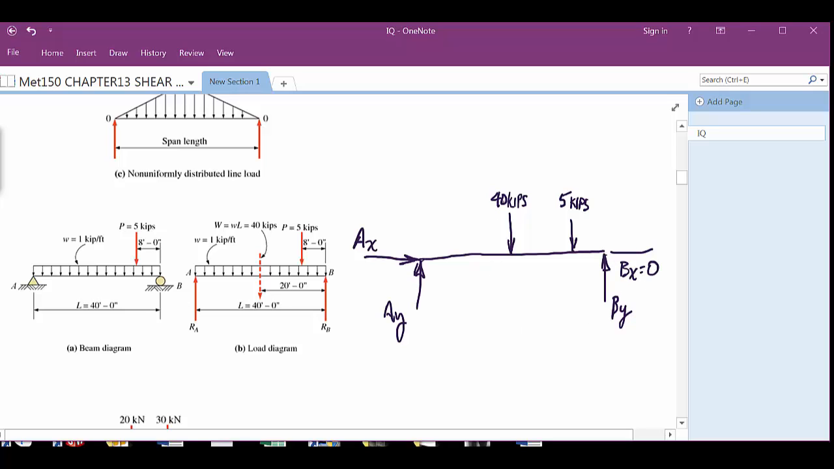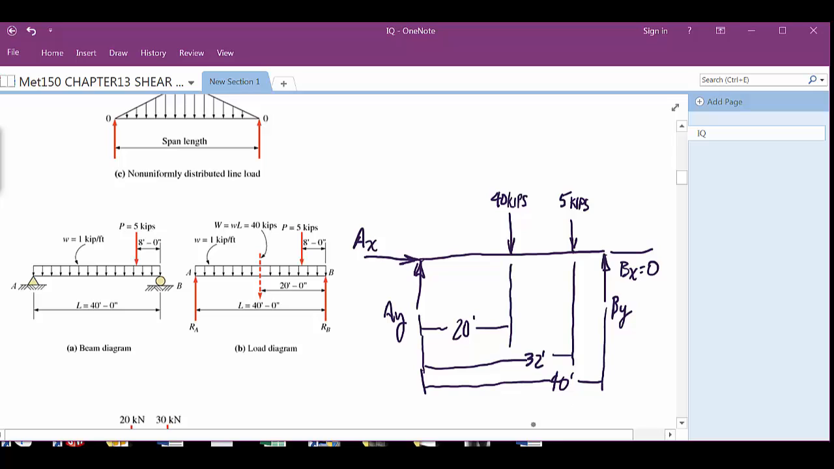Of course, if we were doing our free body diagram, we'd have to put some distances in here, wouldn't we? That's going to be 20 feet. And this would be what, 32? And of course this would be 40. Okay, so do you remember how to solve for AY and BY?